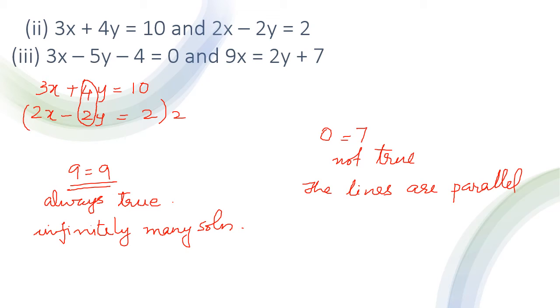Now children, let us see the third question here. The third question is 3x minus 5y equal to 4, and 9x minus 2y equal to 7. Here again you can see 3 and 9. You can just multiply the first equation by 3. If you multiply the first equation throughout by 3, then 3x will become 9x and you can eliminate.